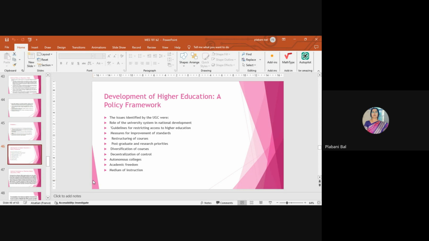What is the problem? The role of the university system in national development. This was a problem. What is the meaning of it? Role of the university system in national development means national development was mentioned there in the 64-66 commission also, but the thought which was there was not implemented in the field properly. There was a variety of problems. And the next problem was guidelines for restricting access to higher education.